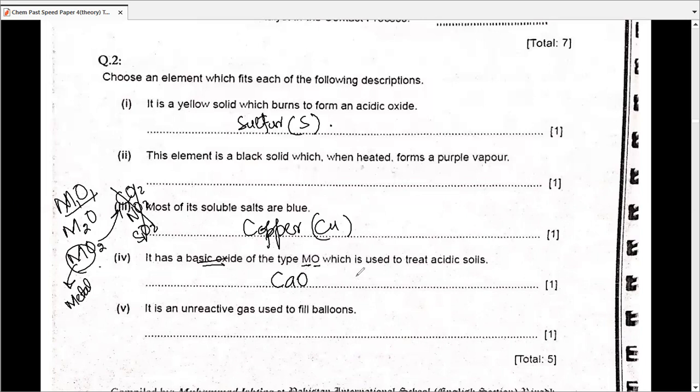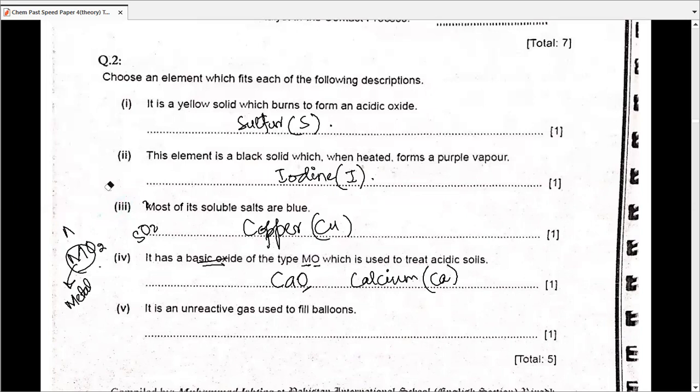This is the oxide. So the name of the element is calcium. It was a little bit discussed in chapter 1, but mostly it's a part of chapter 5. MO is a depiction. Don't forget that. You can see the one metal ion, one oxygen ion.